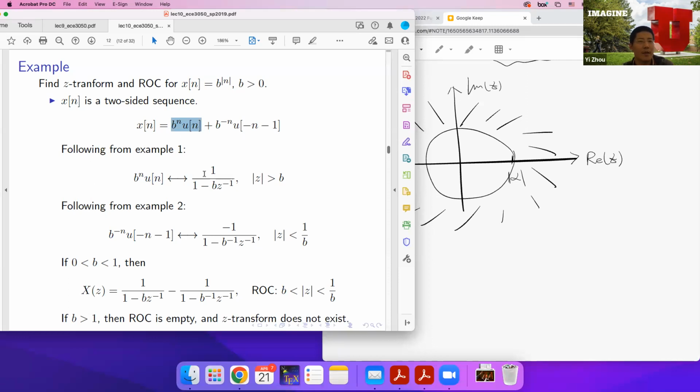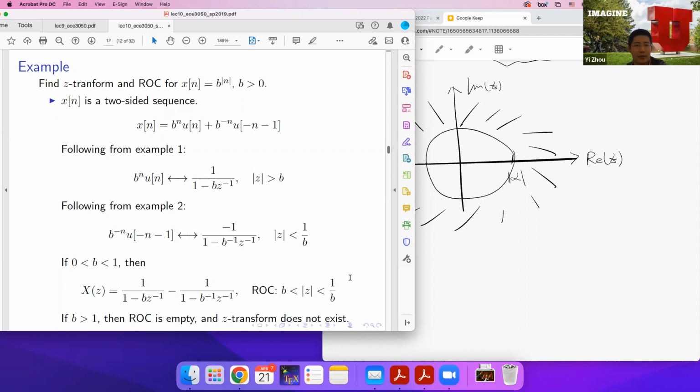So for this one, this is the Z transform and the corresponding ROC. For the second one, we apply example 2 to get the corresponding Z transform and the ROC. And in order to have a global convergence, the final ROC should be the intersection of these two. So the magnitude of Z must be less than 1 over b, greater than b. And the corresponding Z transform is given by their summation.